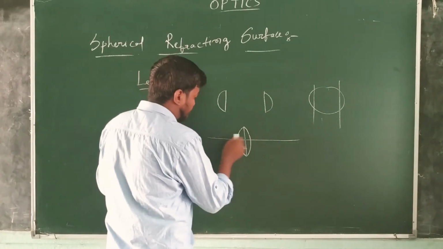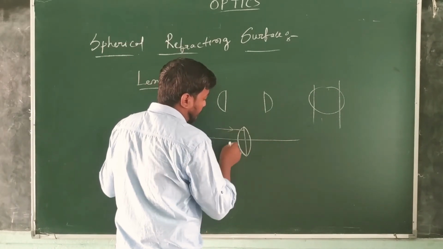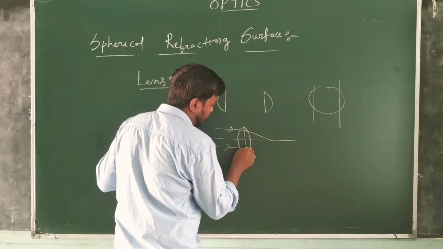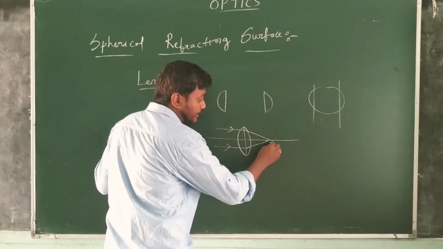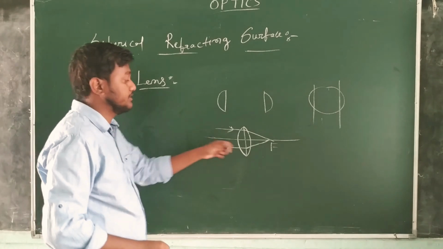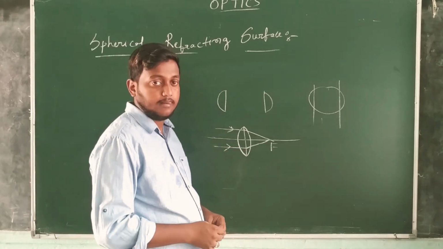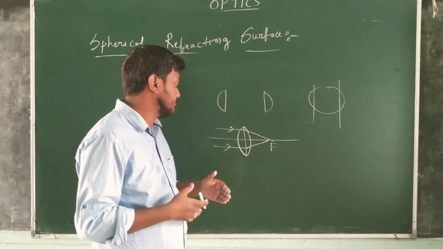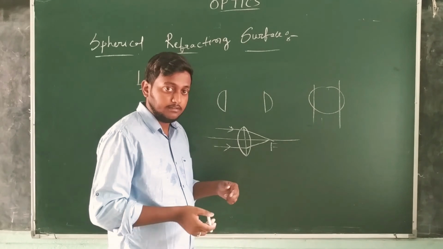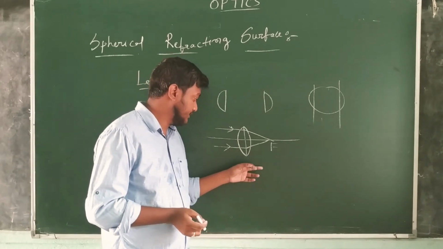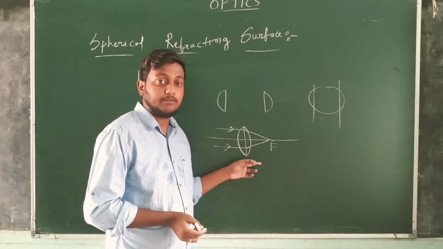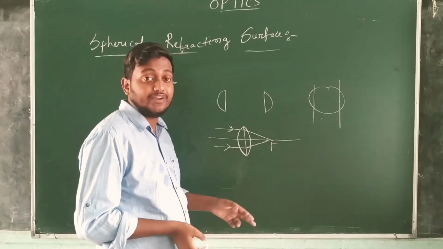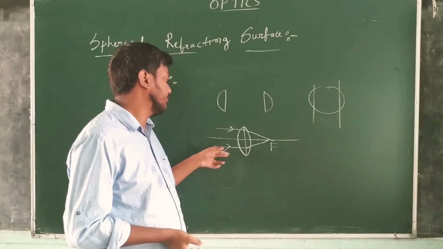Now suppose we consider one parallel ray. You see here, after refraction, it will converge to a point, and that point is known as the focus of this convex lens. It is vice versa of the spherical mirror. In spherical mirror, a convex mirror acts as a diverging mirror, but in case of lens, a convex lens acts as a converging lens.